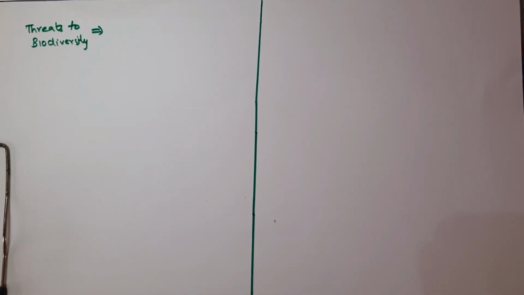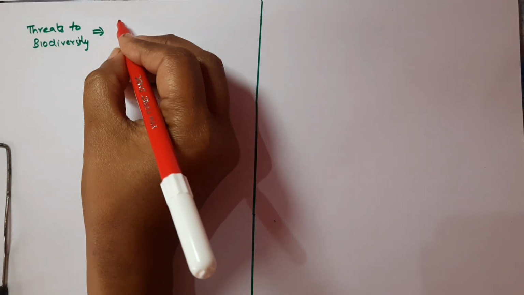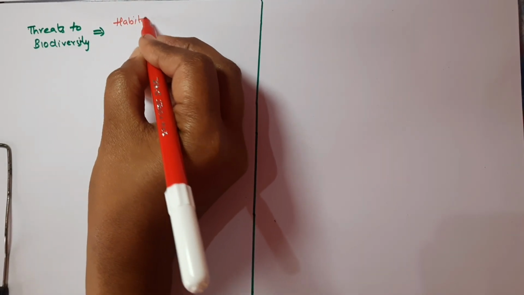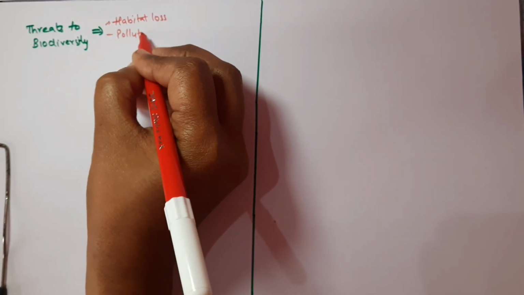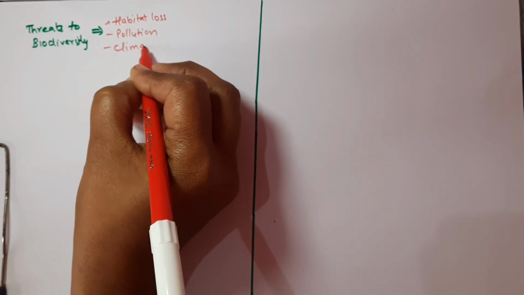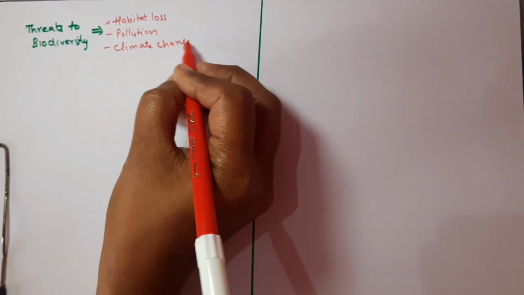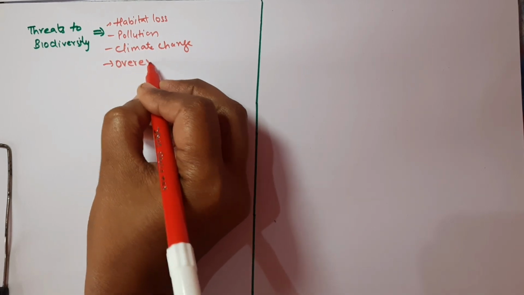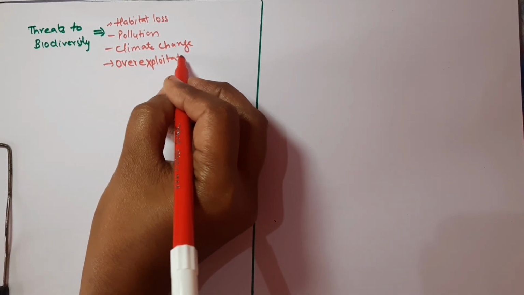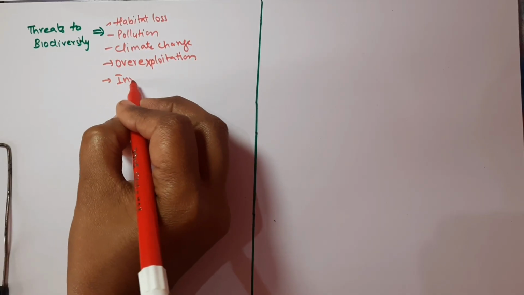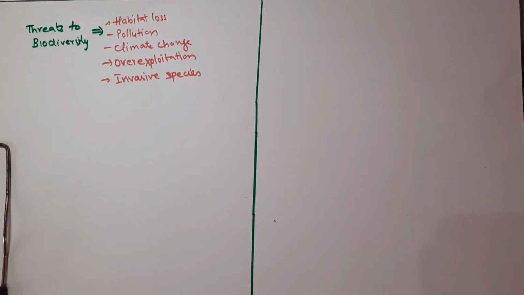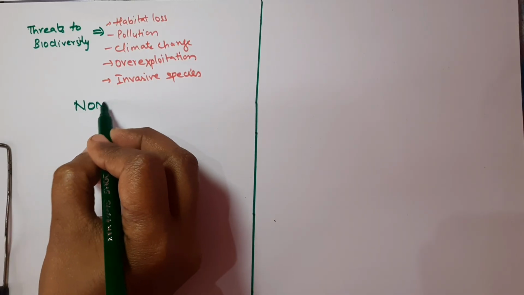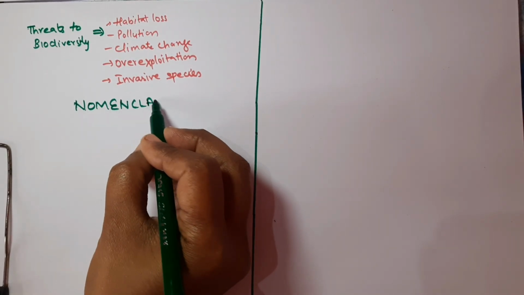Now let's quickly, in a point-wise manner, learn the threats to biodiversity: habitat loss, pollution, climate change, overexploitation, and invasive species. So these are the major threats to biodiversity. Okay, so let's now talk about the next important topic of class 11, that is nomenclature.